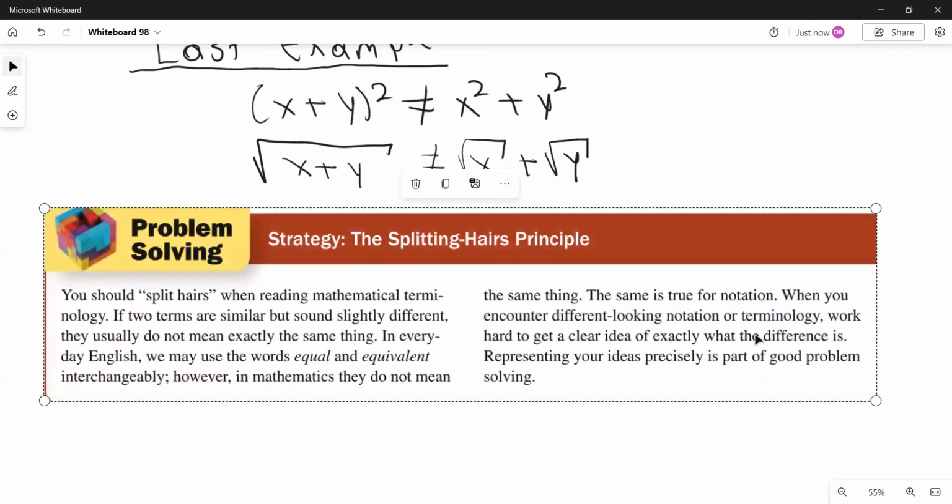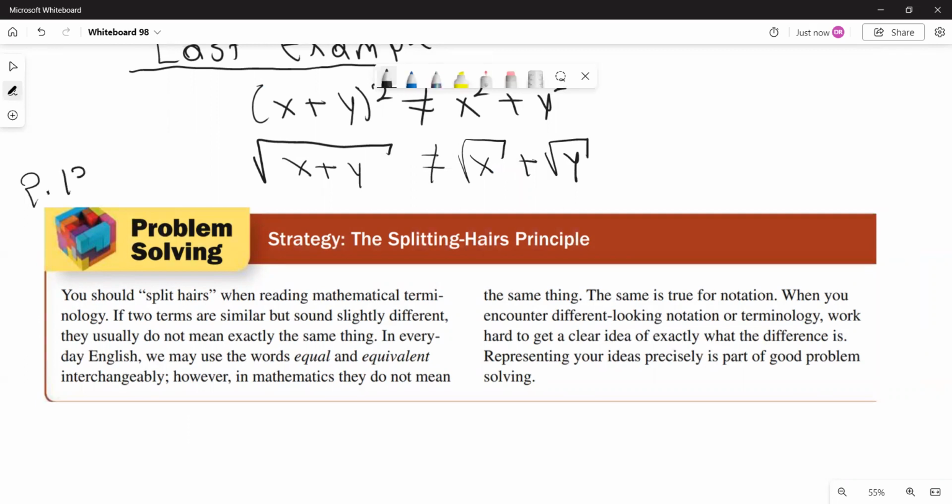So that's page 13. You should split hairs when reading mathematical terminology. If two terms are similar but sound slightly different, they usually do not mean exactly the same thing. In everyday English, we may use the words equal and equivalent interchangeably. However, in mathematics, they do not mean the same thing.